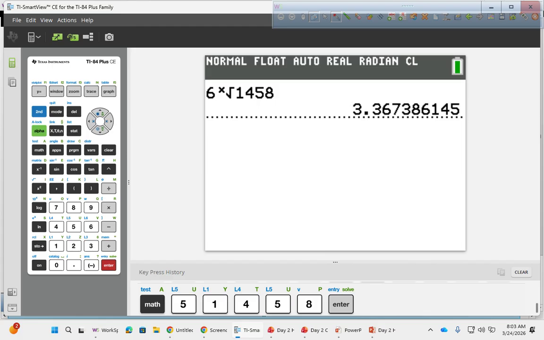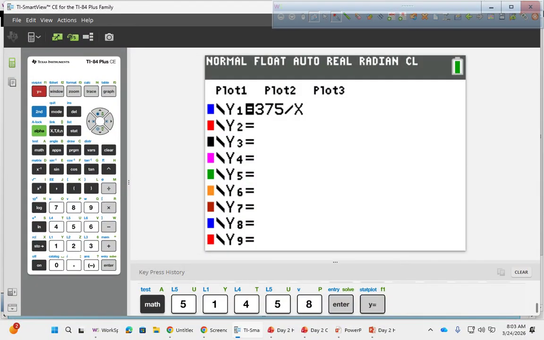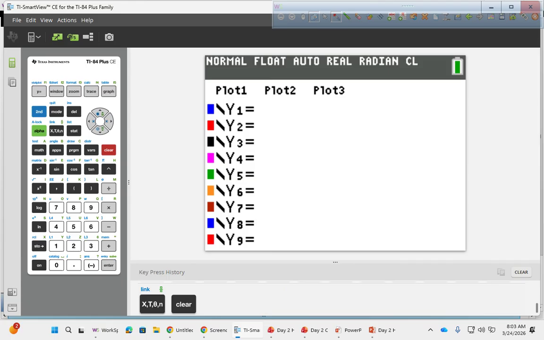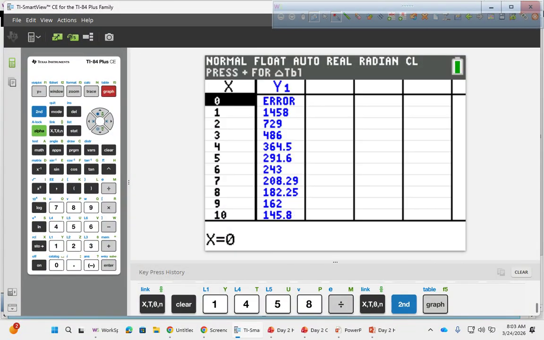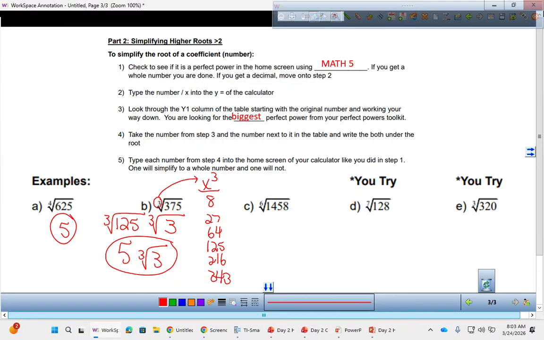If you get a whole number, you're done. If you get a decimal, you've got to go to the y equals screen. So I'm doing 1458 divided by x. Now, what am I comparing this to? This is an x to the 6th. So this is a 6th root. So I want to look at my x to the 6th list.